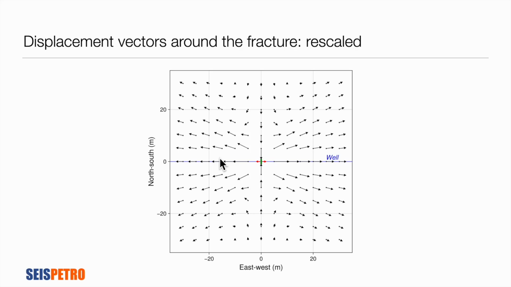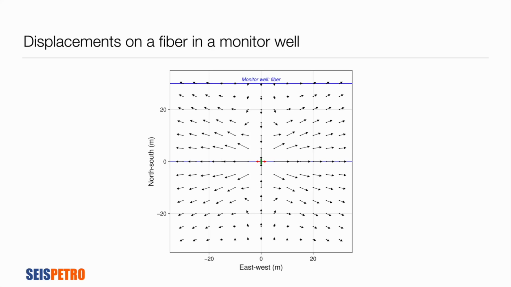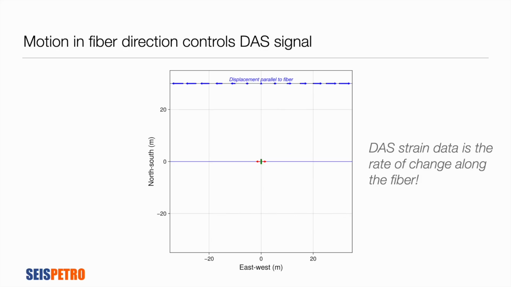For better or worse, though, DAS measures strain, so we need to take another step or two to see what type of DAS signal will be generated by this same fracture model. To do this, I'll include a hypothetical fiber optic cable location at a north-south coordinate 30 meters above the fracture. This cable will measure the strain in the direction of the blue line, or the rate of change of displacement in that direction. So the next step is to focus in on just the horizontal east-west component of displacements at that fiber location. That's exactly what I'm showing in this illustration here.